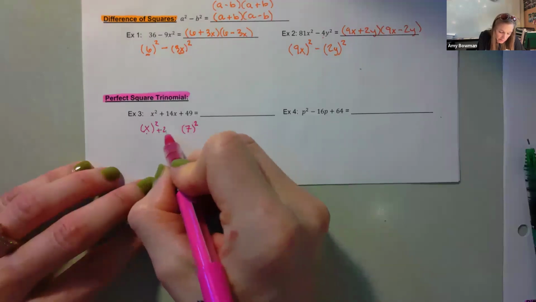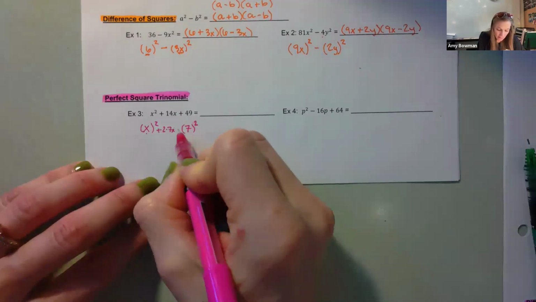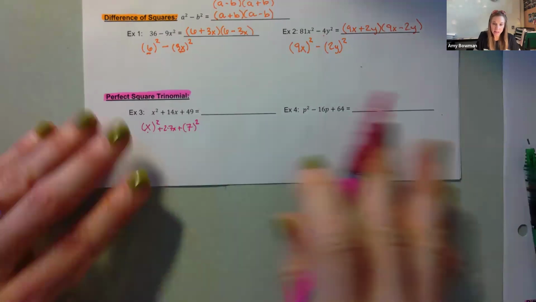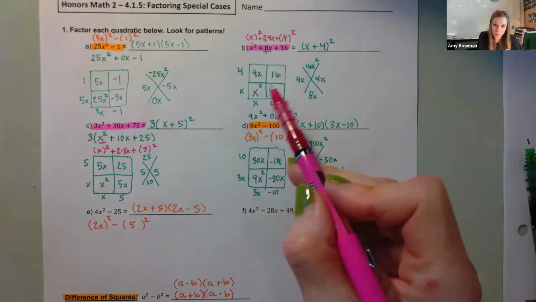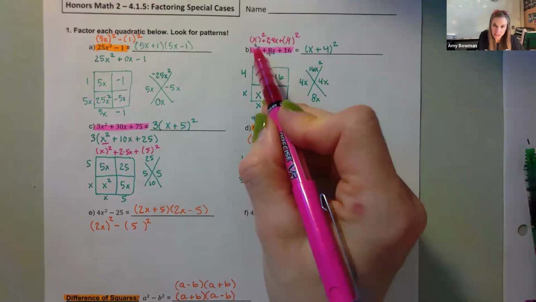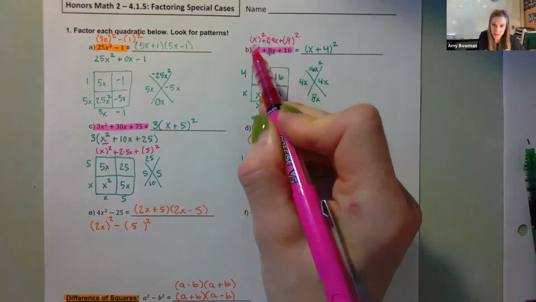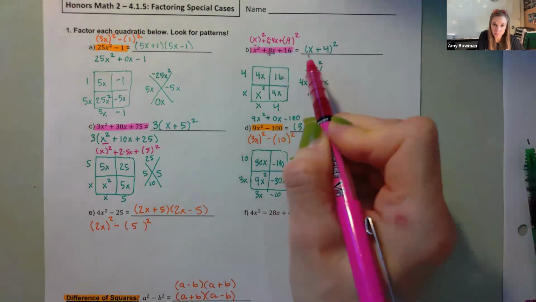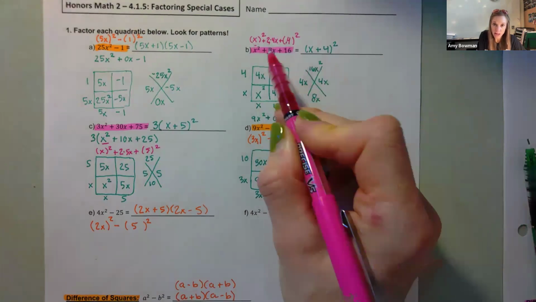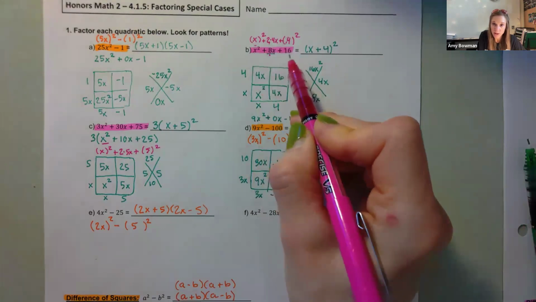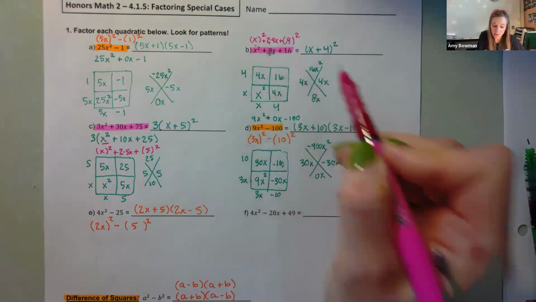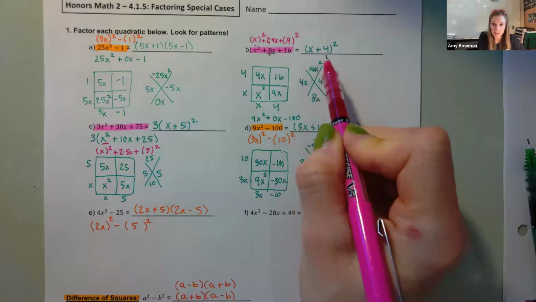So 2 times 7x, which is 14x. Once you identify that, if we go back up here and check how those factor, once you identify that first and last term that are being squared, then those two things are the two terms of your factorization. So if x is being squared to get x squared and 4 is being squared to get 16, then x and 4 are the two terms of our factors, x plus 4 squared.